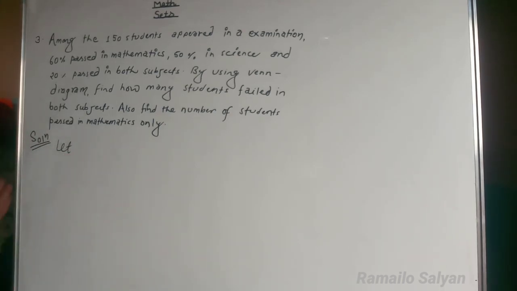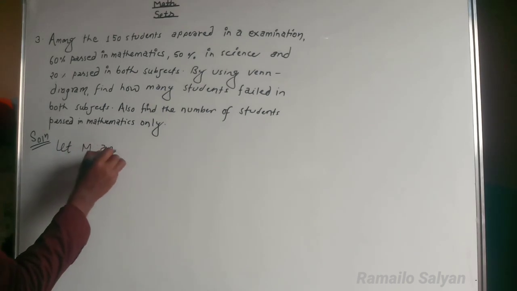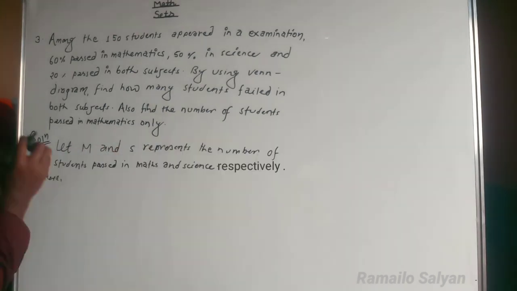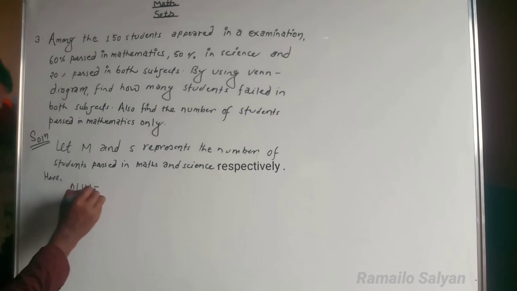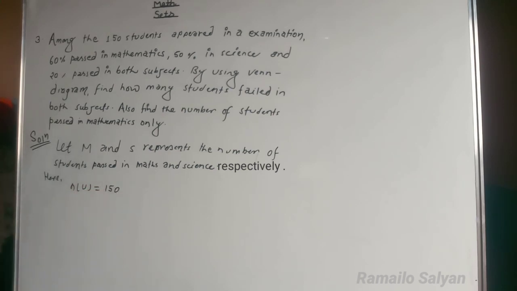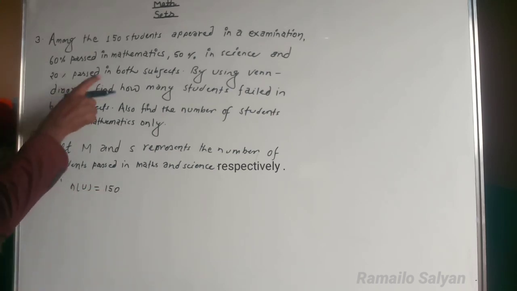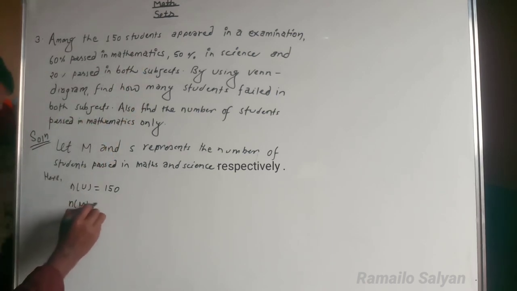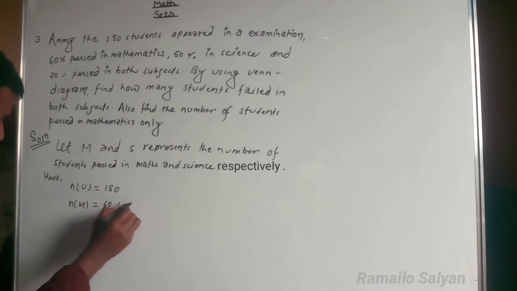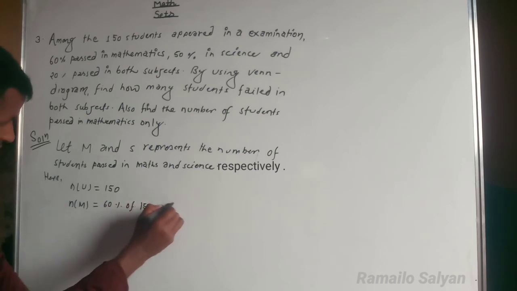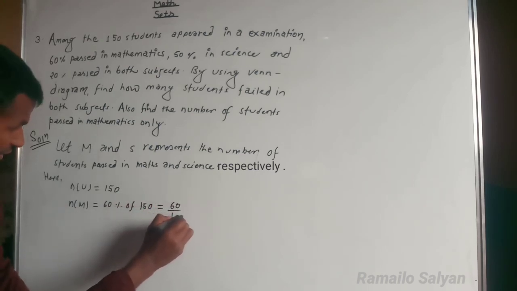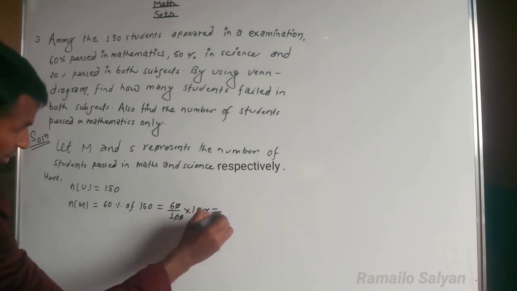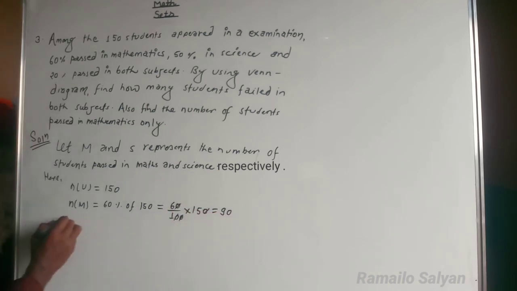Let M and S represent the sets. The number of U is 150. There are a total of 150 students. 60% passed in mathematics, which means the number of M is 60% of 150, which is 60 divided by 100 times 150. The zeros cancel out, the zeros cancel out, 90.